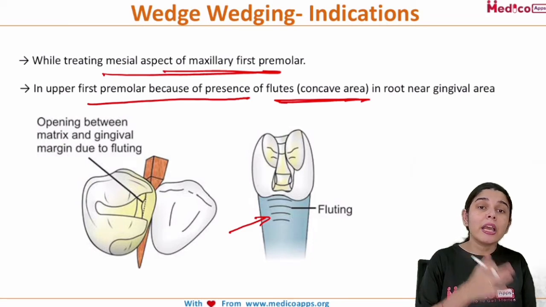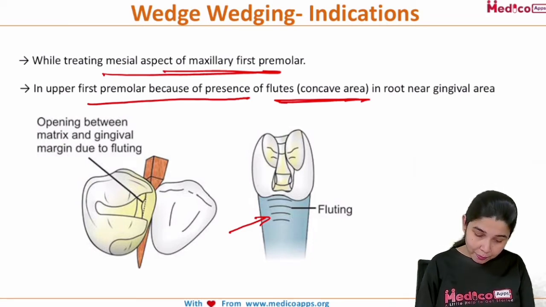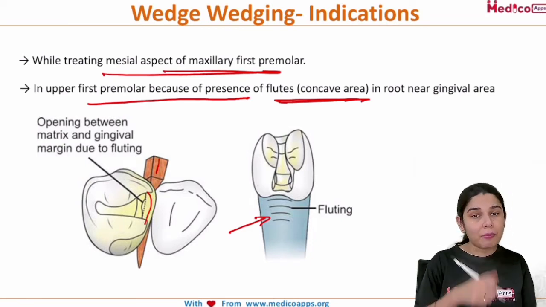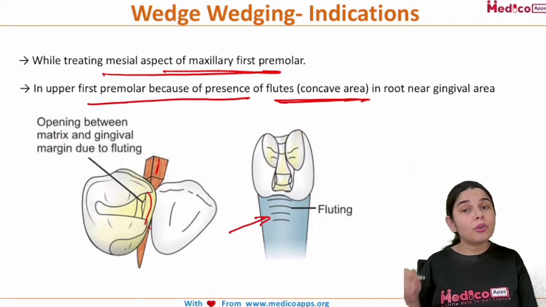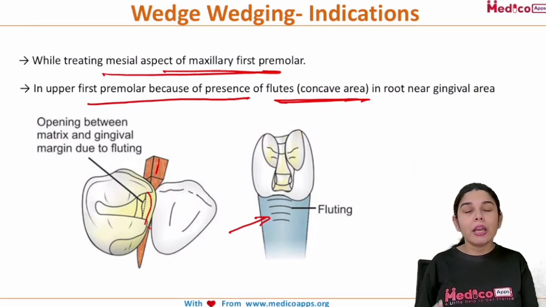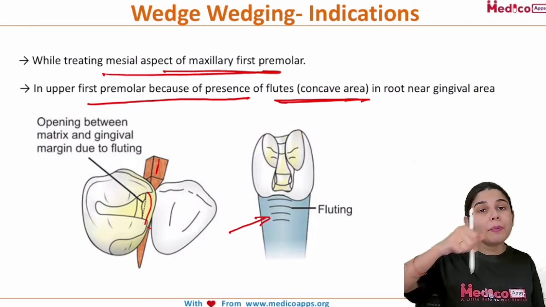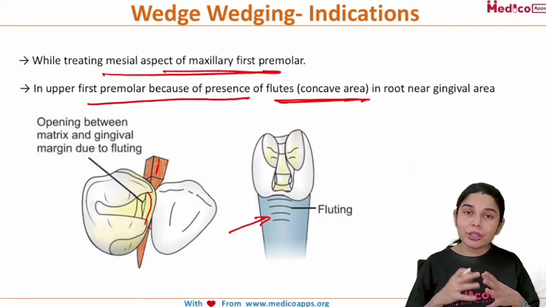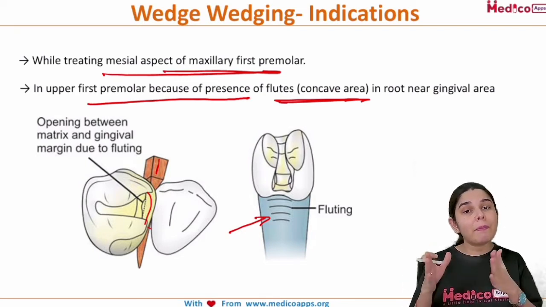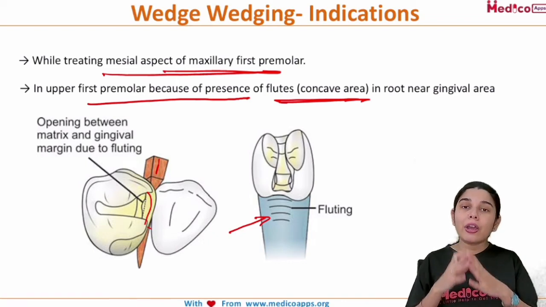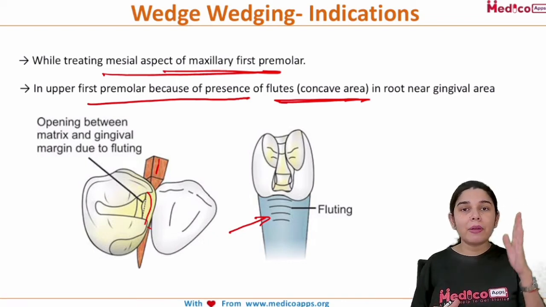So in case the matrix band is difficult to place, this wedge will be supporting. And the right angle wedge will also be supporting this particular matrix band near the root, near the gingival area, and that will help in producing the proper contour of the tooth. So this technique is used basically for treating the mesial aspect of the maxillary first premolar. So I hope till now you have understood the double wedging technique.